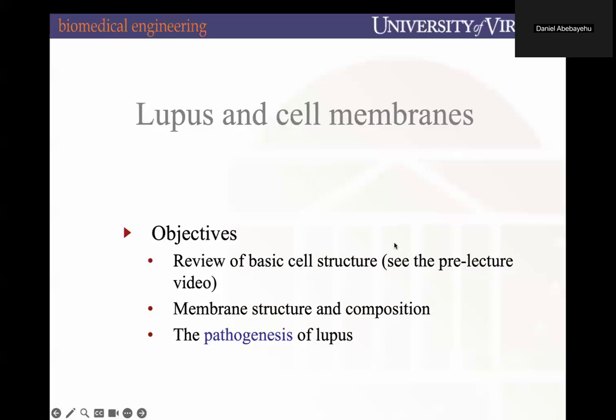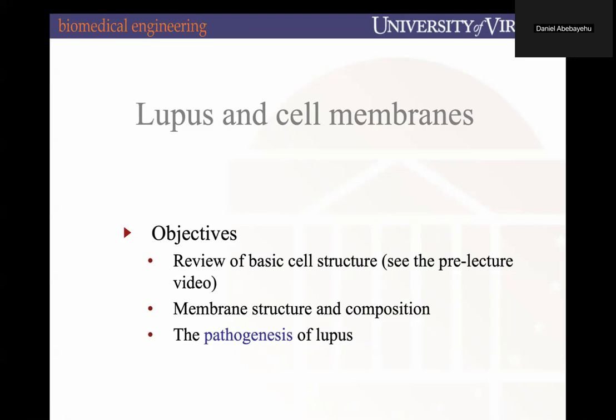All right. So for today's lecture, we're going to be building off of what was covered in the pre-lecture and trying to continue reviewing some of the basic cell structures within a given cell. We'll be looking at different structures, particularly that are a part of the cell membrane, what it's composed of, and how those different parts imbue certain functions to the cell membrane. And we'll be talking about all of this in the context of lupus, and we'll be talking about it particularly within the context of the pathogenesis of lupus.